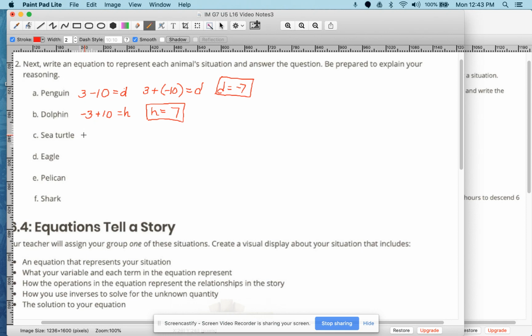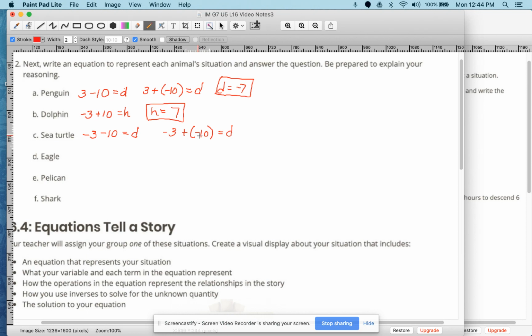So I'm going to put my 3 feet below sea level. And then he dives down 10. And they want to know what is his depth. That will equal his depth. So again, subtraction is adding the opposite. So I can add the opposite of 10, which is -10, and that will equal his depth.